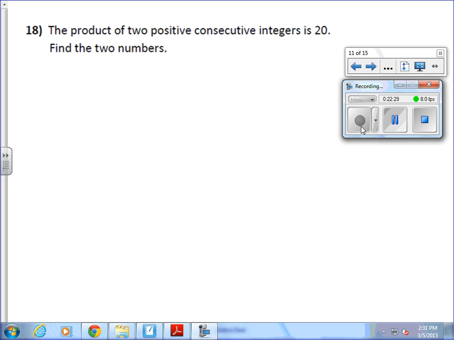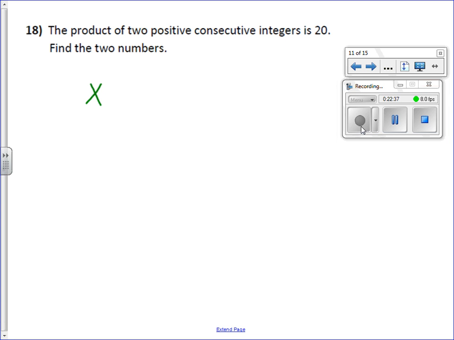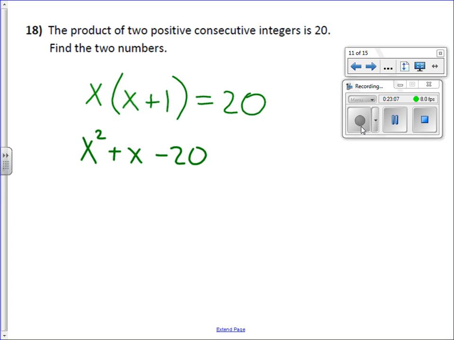All right, 18. If we want to find the product of two consecutive integers, you give one of those integers a name, like x. If it's the product, it's going to be the multiplication of two consecutive integers. If the first one is x, then the next consecutive integer is going to be x plus 1. We're told that the product of the two consecutive integers is 20, so we need to find two numbers that are 1 apart and multiply together to give you 20. You probably do this by guess and check, but using algebra and some of our factoring skills now, it's going to be x squared plus x minus 20 equals 0.